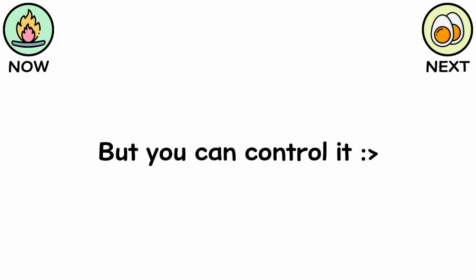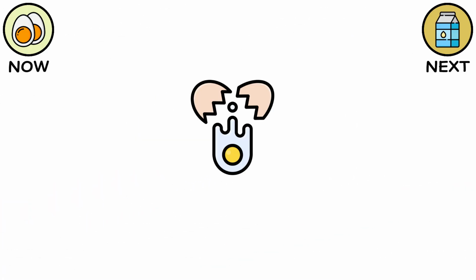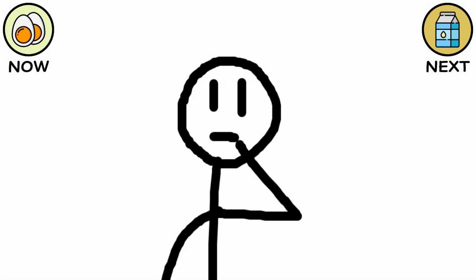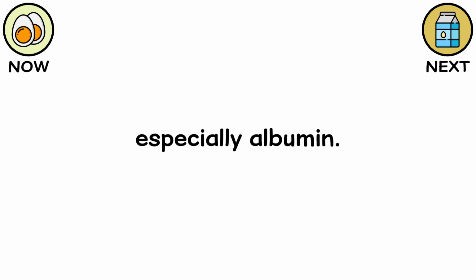It's explosive, but controlled. Cooking an egg, protein denaturation. You crack an egg into a hot pan. The clear part turns white. That's not magic, it's denaturation. Egg whites are mostly made of proteins, especially albumin.